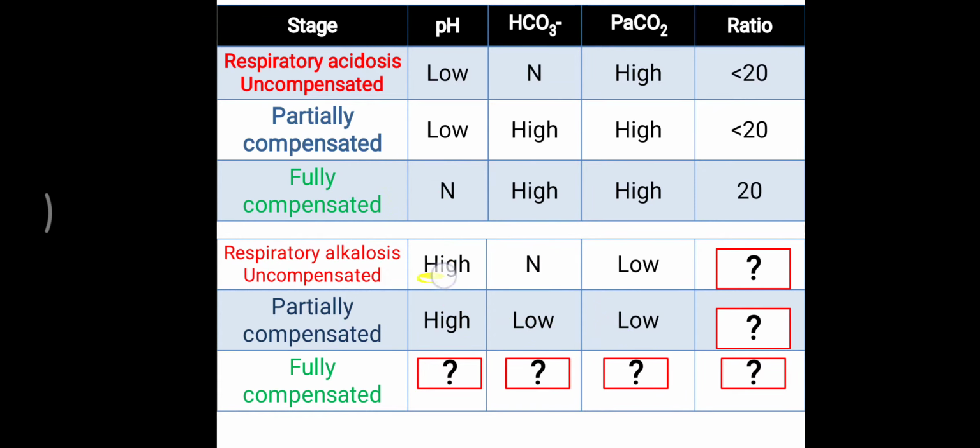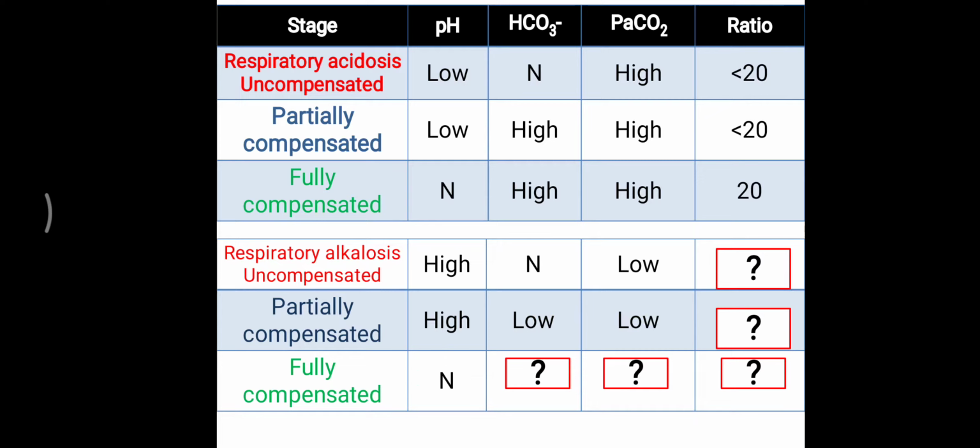So bicarbonate and PaCO2 will always be in one direction, either higher or lower. But if the pH is in the opposite direction, it is respiratory. Reverse condition means respiratory. But if these two are on the lower side and the pH is also lower, then you have to say it is metabolic acidosis. So simply from the pH and these two values you can say whether it is the same direction, meaning metabolic, or the opposite, reverse direction, meaning respiratory.